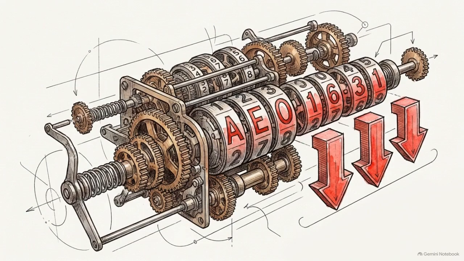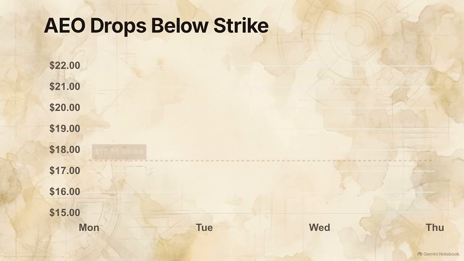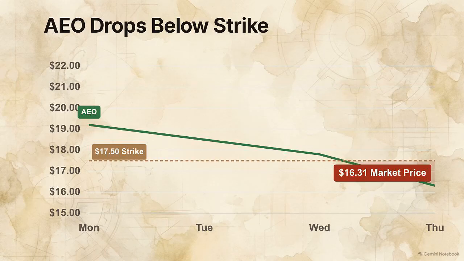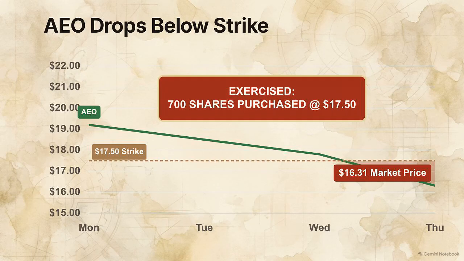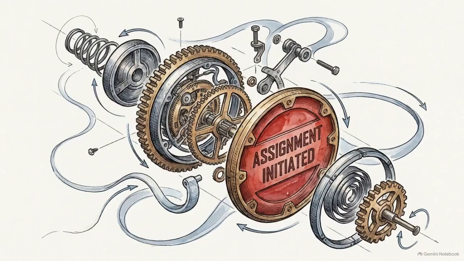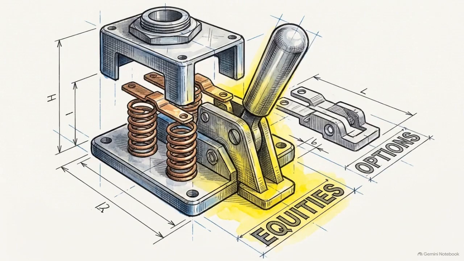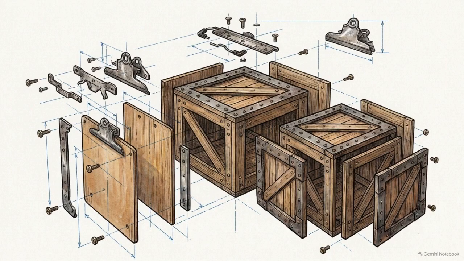AEO's price dropped to $16.31, falling significantly below the $17.50 strike. Because the stock was now in the money, the buyer exercised their right to sell the shares. On Thursday, the trader was forced to buy 700 shares at the $17.50 strike. This triggered the replacement cost mechanism. The trader now holds 700 shares with a cost basis higher than the current market price. Within this system, being assigned stock marks a phase shift, moving the portfolio from selling insurance contracts to managing a physical inventory of shares.